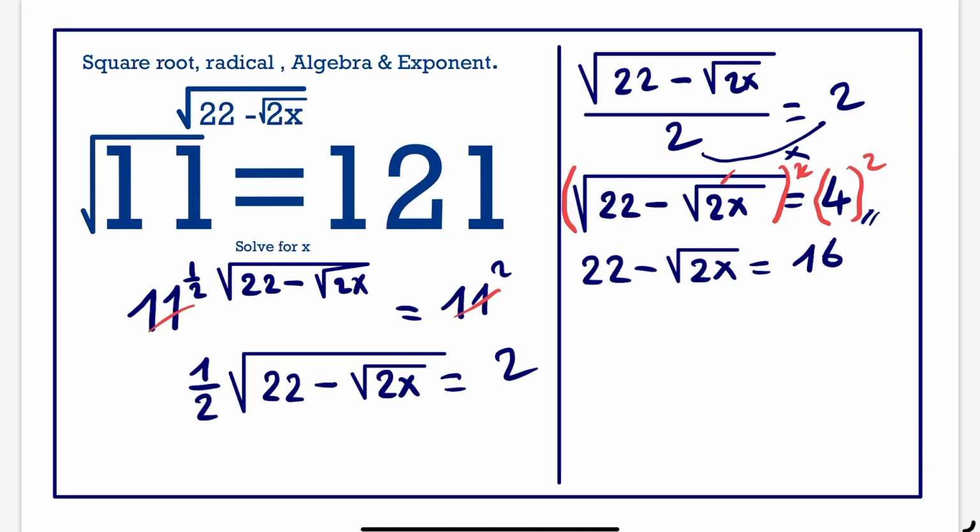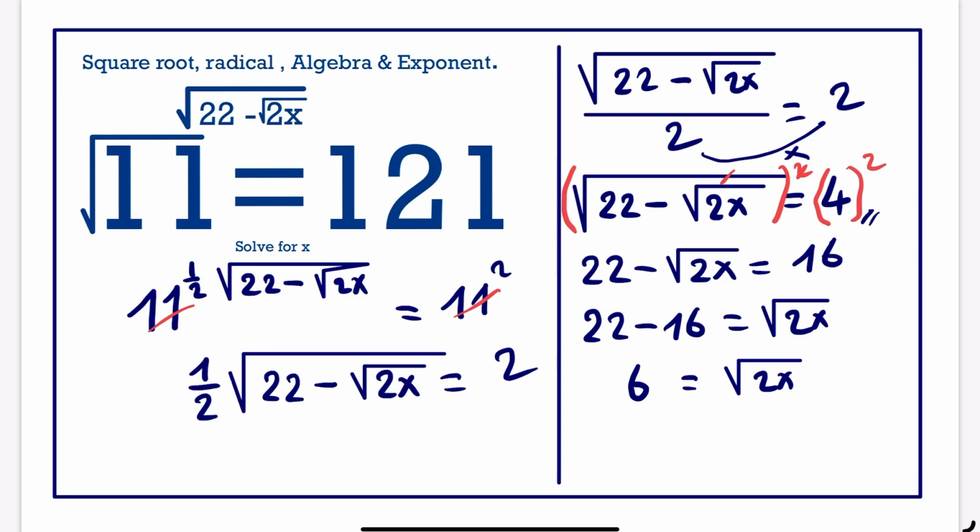Next, we want to make sure that we bring the like terms together. So we have 16. When it crosses the equal sign, it becomes minus. So we are going to have 22 minus 16 should be equal to. Here we have minus root 2x. When it crosses, it becomes plus. You're going to have root 2x. So if we simplify this, 22 minus 16 will give us 6, square root of 2x.